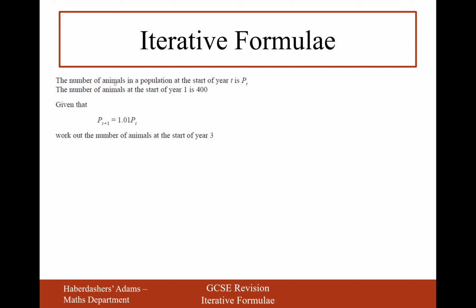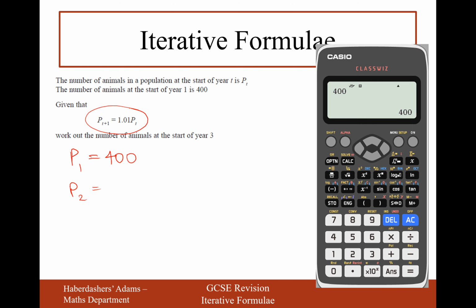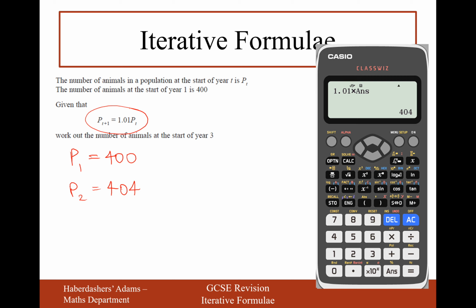Okay, so in this question, the number of animals in a population at year t is pt. The number of animals at the start of year 1 is 400, so p1 equals 400. That's at the start of year 1. Work out the number of animals at the start of year 3. So this is the formula that we have to use. It's 1.01 times pt. So for the next one in the sequence, it's just 400 times 1.01. So I'll type in 400 and then do 1.01 times answer, and I get 404.